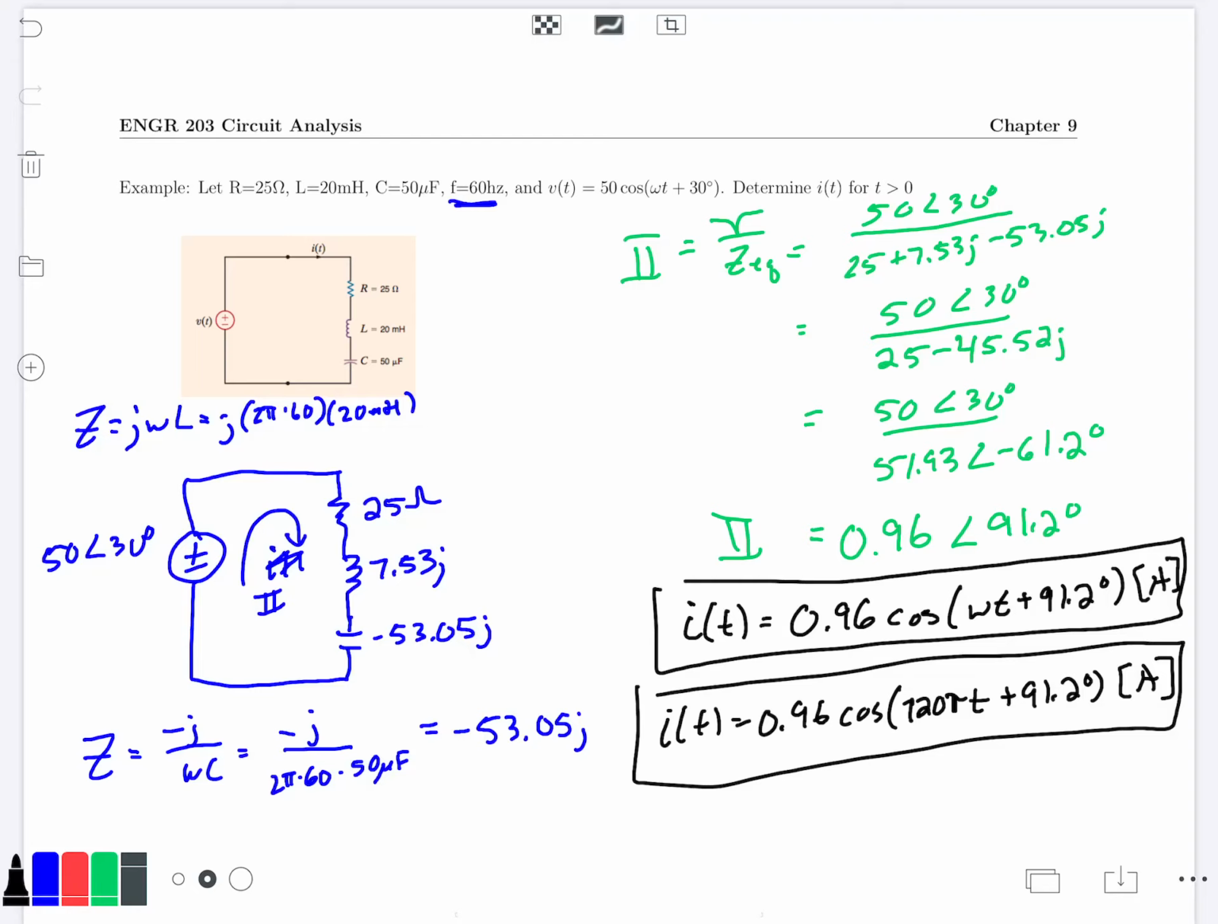Chapter 9 was introducing this, converting into phasors. Chapter 10 is going to be solving circuit after circuit after circuit using these techniques, along with node voltage, mesh current, and all the other rules that we learned in the past.